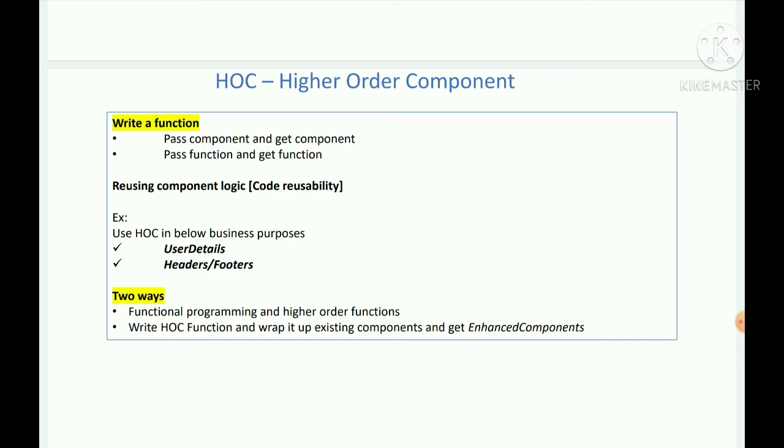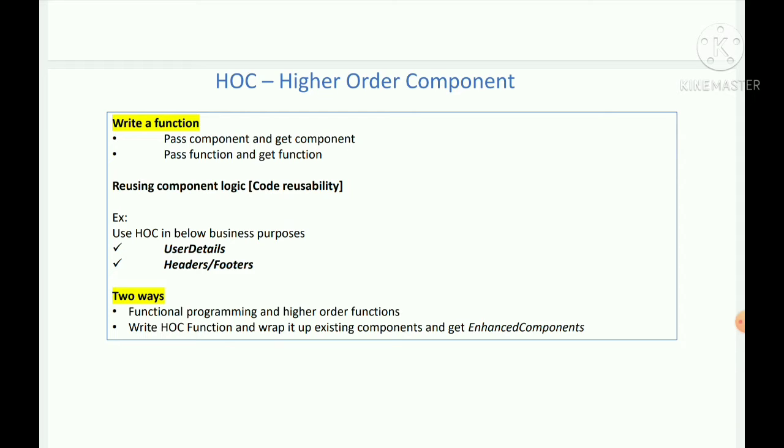Generally in a function we pass properties, variables and constants, right? But in the higher order component function we are going to pass the component, and get the component back. It's like a buy one get one offer. In the same way you can pass a function and get a function. Whatever you pass, you will get. So we need to write the code that way, and we can implement reusing logic in the higher order component.